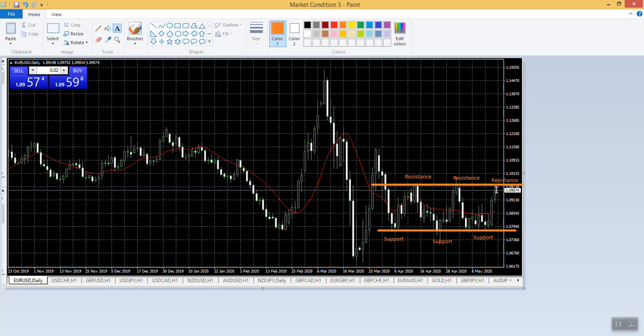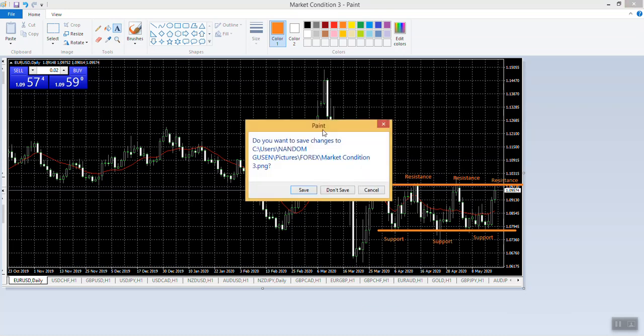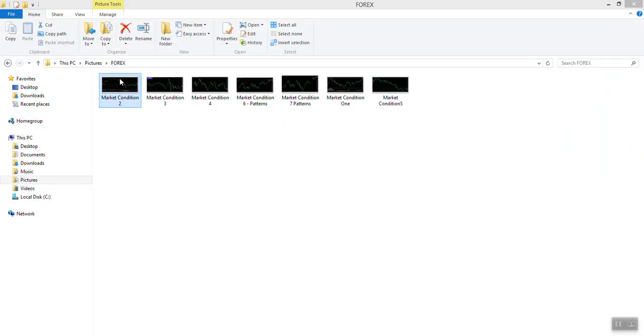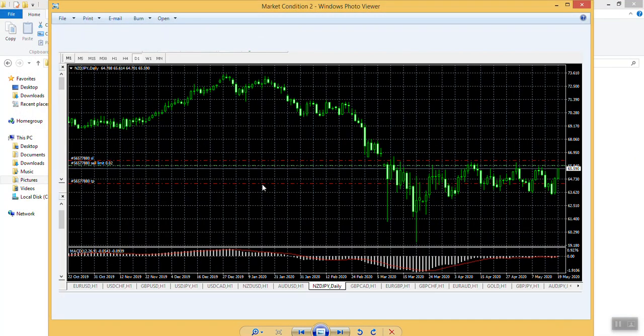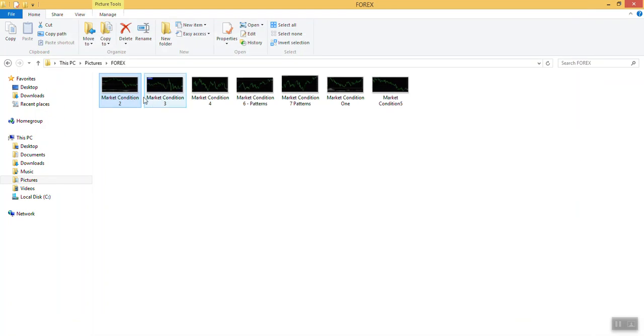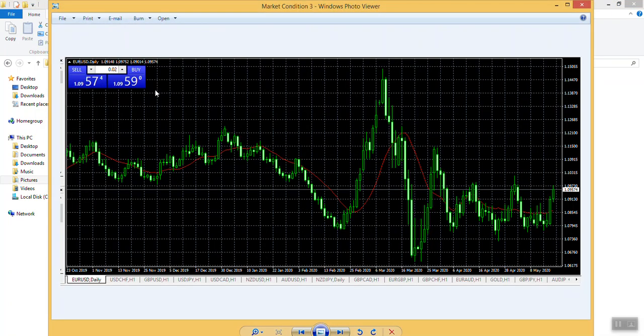Now let's look also into other different types of markets. The next one we're going to be looking at is another different forex chart. I snapped the market condition and kept it for the purpose of training.